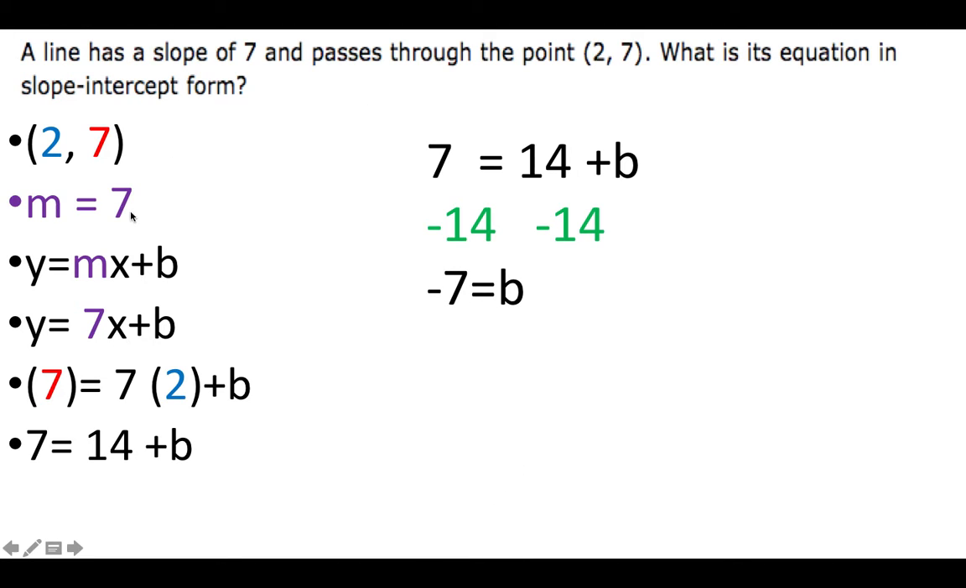Now that you have your slope and your b, all you have to do is substitute into your y equals mx plus b equation. So y equals 7x minus 7, and you're done. That is your equation.